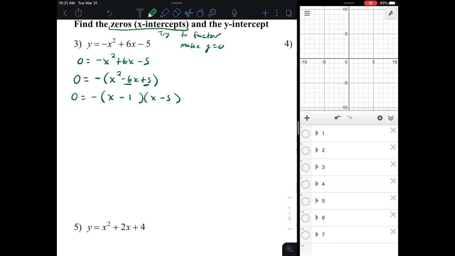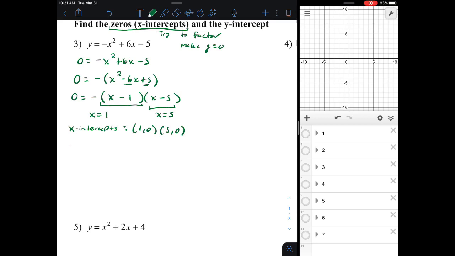Now from here, we're going to set the individual factors equal to 0. So I have x equals 1 and x equals 5. Those are my x-intercepts. So my x-intercepts for this graph are at (1, 0) and (5, 0). We're going to write our intercepts as coordinates, not as just x equals a value. We've got to write them as coordinates.